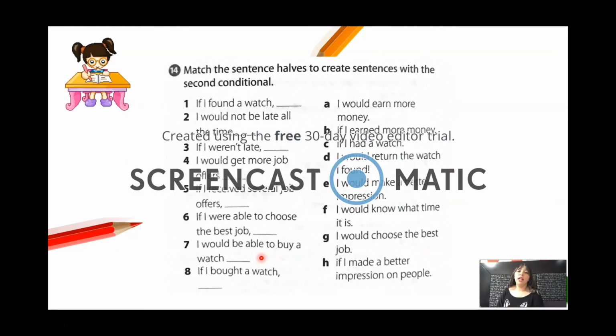And it is, if I found a watch, and we have another column, and the letter is letter F, I will know what time it is. Probably it matches with letter D, I will return the watch I found, but no, it doesn't make a lot of sense. It's more like, if I have a watch, I will know what time it is. Okay? It makes more sense, and it's obvious that if I have a watch, I can see the time.